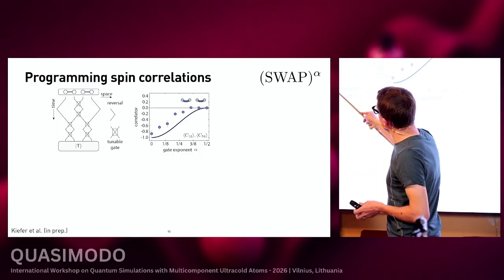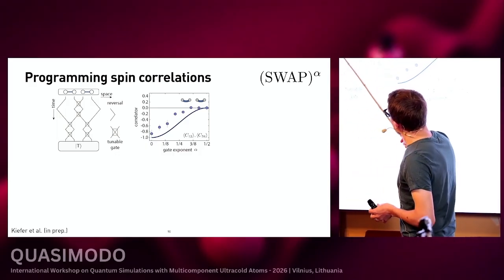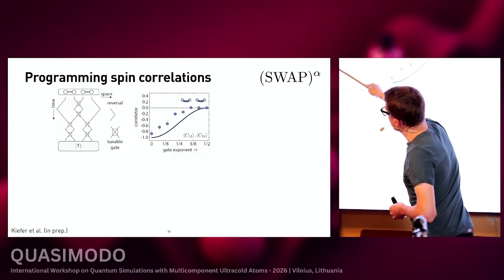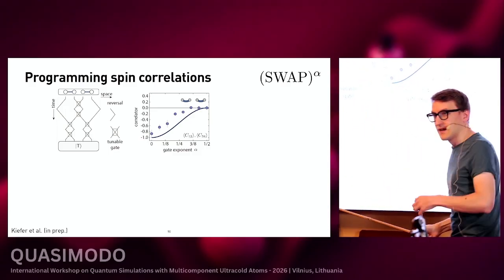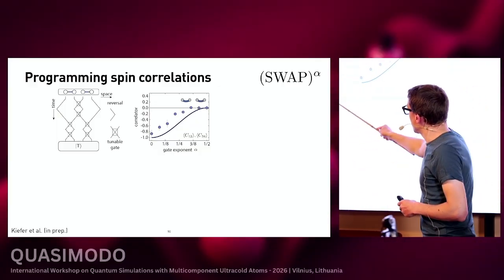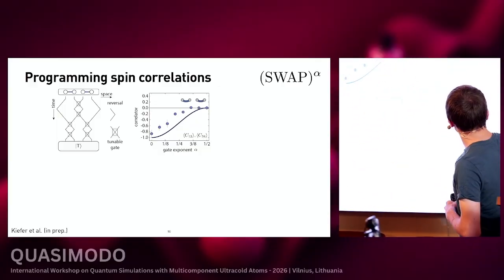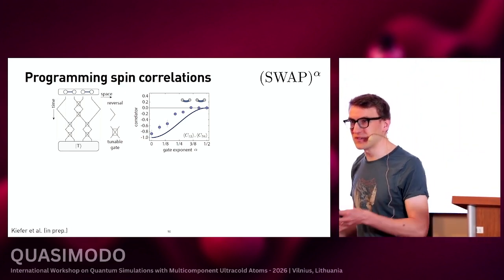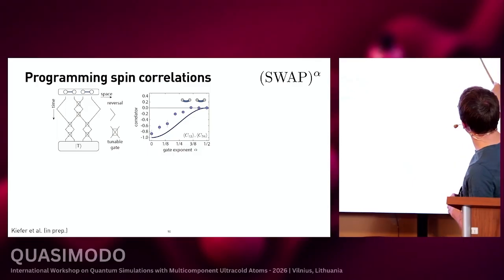That's why we do this reversal here. And here you see why it's important to have empty lattice sites next to our chains, because the atoms can propagate outwards and inwards. And now we don't do a swap gate here, but we actually do an entangling gate, or an interpolation between a swap and an entangling gate, which is what we call swap to the alpha.